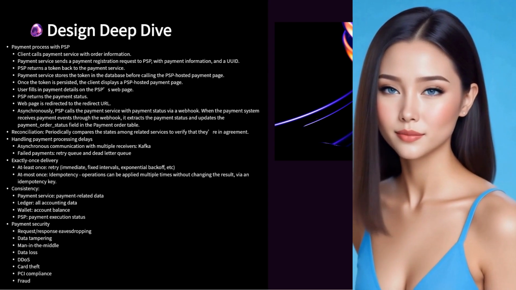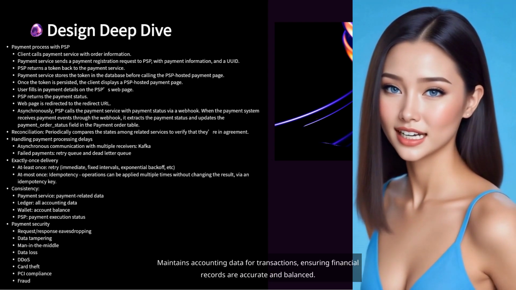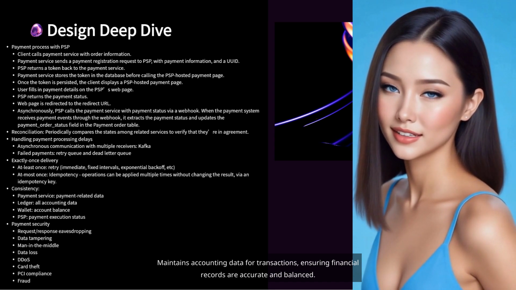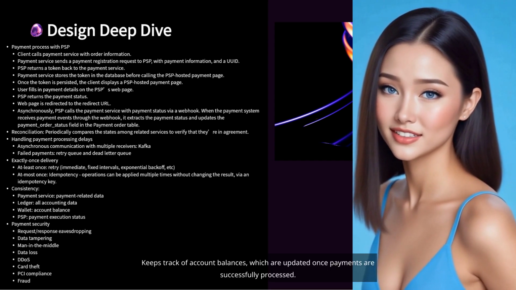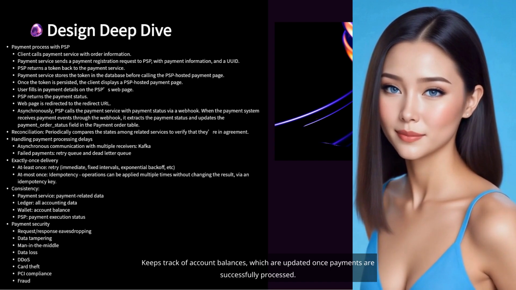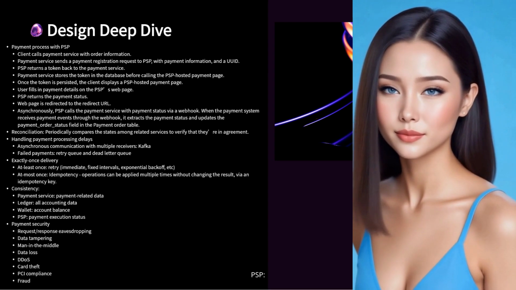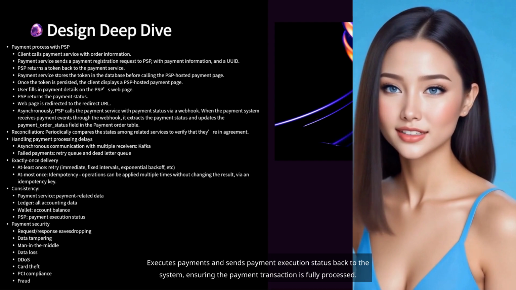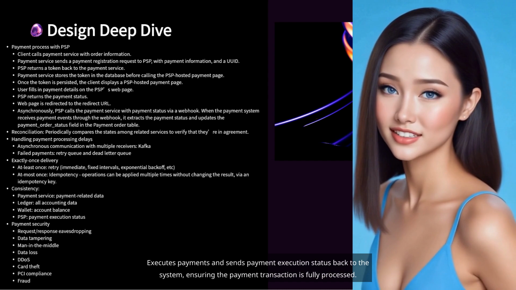Consistency in different services. Payment service, responsible for managing all payment-related data. Ledger, maintains accounting data for transactions, ensuring financial records are accurate and balanced. Wallet, keeps track of account balances, which are updated once payments are successfully processed. PSP, executes payments and sends payment execution status back to the system, ensuring the payment transaction is fully processed.